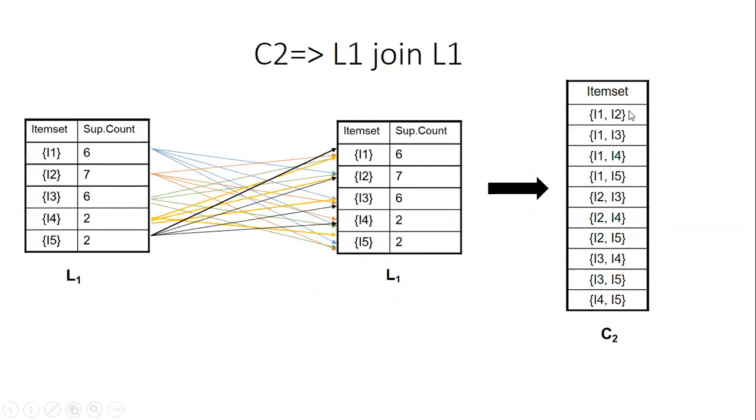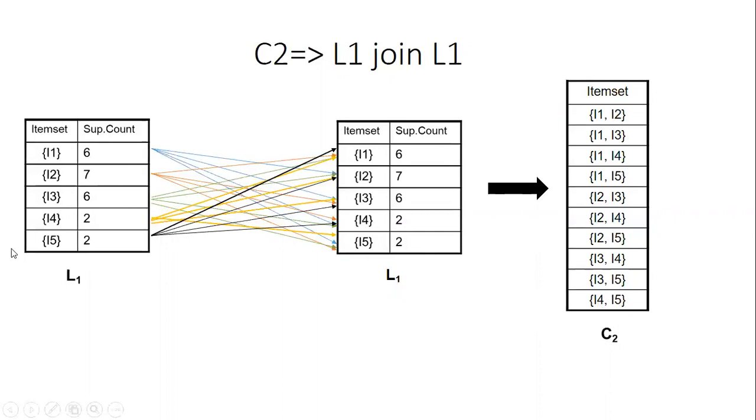So here you can see the count is there, and that item set is there. This we call C2. Why am I calling it C2? Because C2 is a candidate item set which is having two different items. Is it clear? C2 is a candidate item set having two different items.